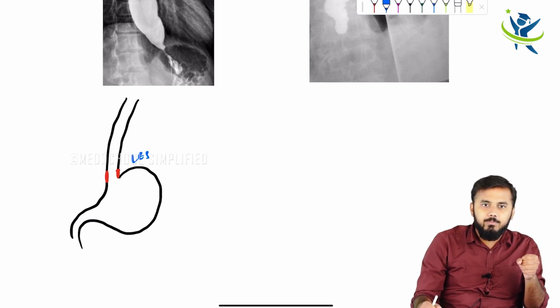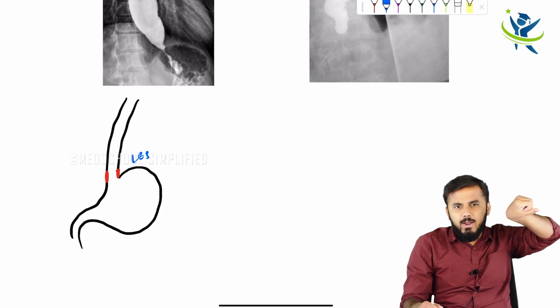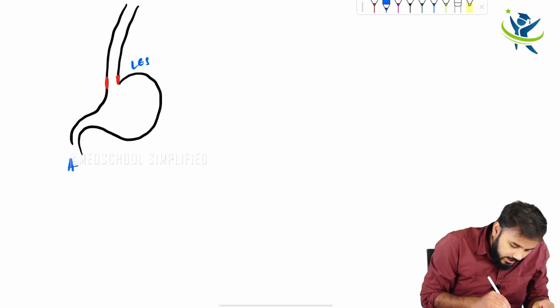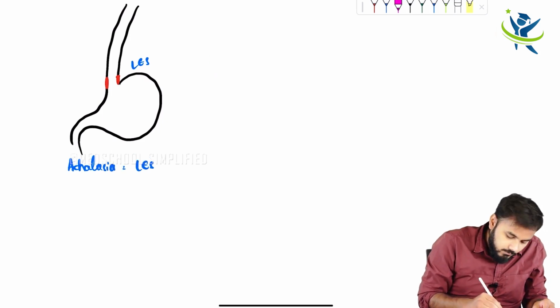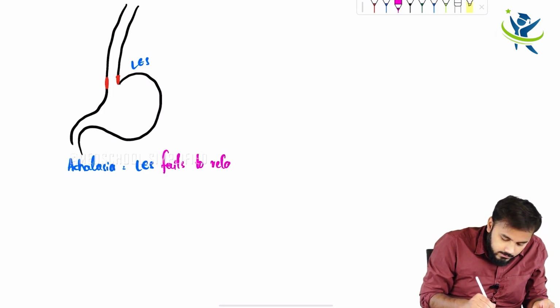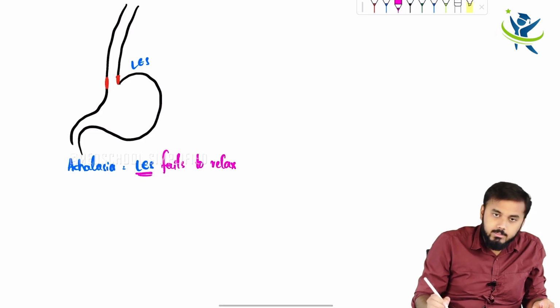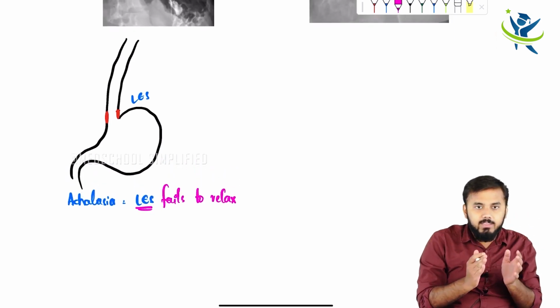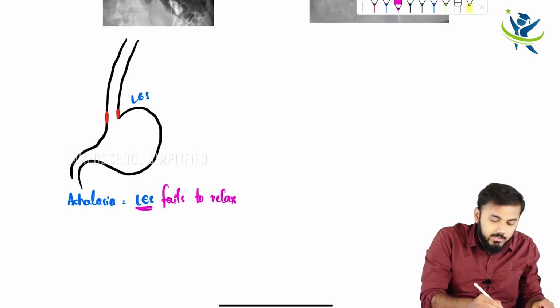It does not open up, even if it opens very mildly. So in patients with achalasia cardia, the lower esophageal sphincter fails to relax. When it fails to relax, whatever food you have eaten will accumulate in the esophagus, causing dilation of the esophagus.